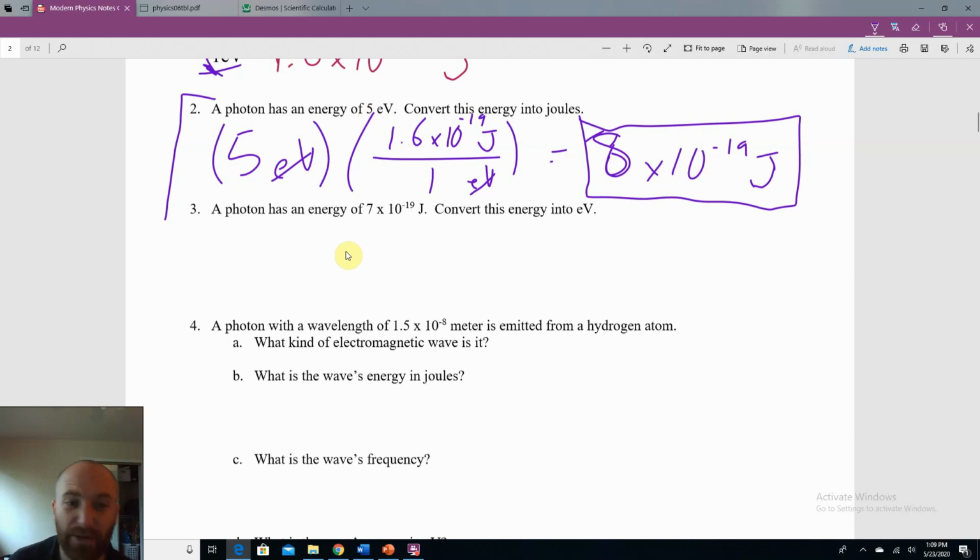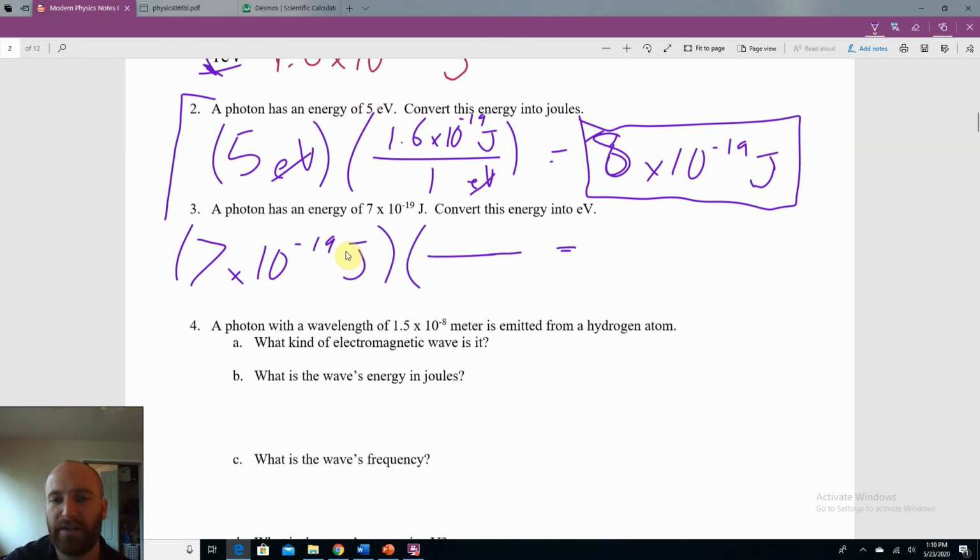For question 3, let's go the other way. A photon has an energy of, again, we're going to write out the number we're starting with, 7 times 10 to the negative 19 joules. And we're going to convert this into electron volts. So I want joules to cancel out now. If I want joules to cancel out, I'm going to put joules on the bottom and electron volts on the top.